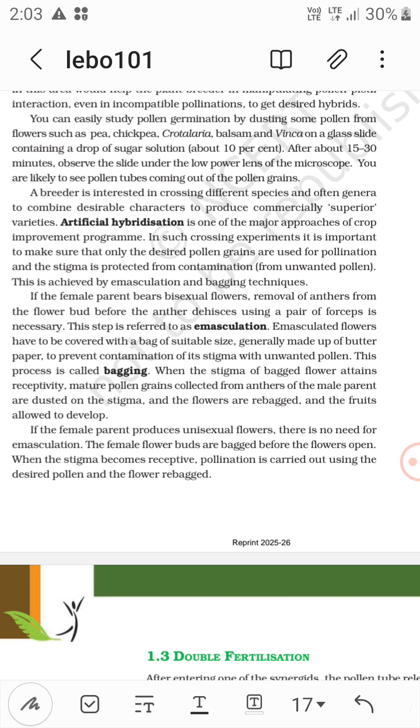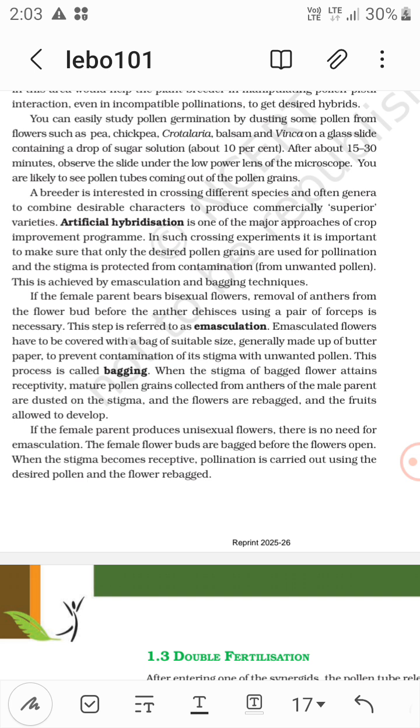So why does emasculation and bagging take place? To prevent unwanted pollen. If the female parent bears bisexual flowers, the anthers are removed from the floral bud before anther dehiscence, that is, before the anther releases mature pollen grains, using a pair of forceps. This step is known as emasculation. Emasculated flowers have to be covered with a bag of suitable size, generally made of butter paper, to prevent contamination of the stigma with unwanted pollen. This process is known as bagging.